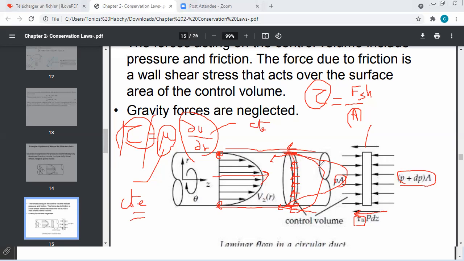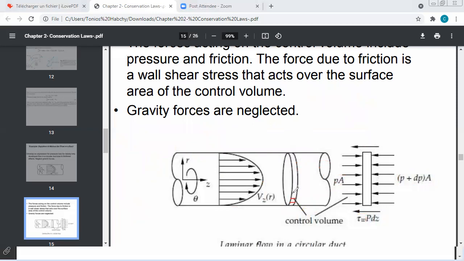So this means that to calculate the shear force, all I have to do is multiply tau by the area of concern, which is the control surface. Since I'm considering this small volume, my control surface will be this one, equal to the total surface here and here. So how to calculate this control surface? I just have to take the perimeter, which is here 2 pi r, times the thickness, which is dz. So the thickness here is dz. So I just have to do 2 pi r times dz.